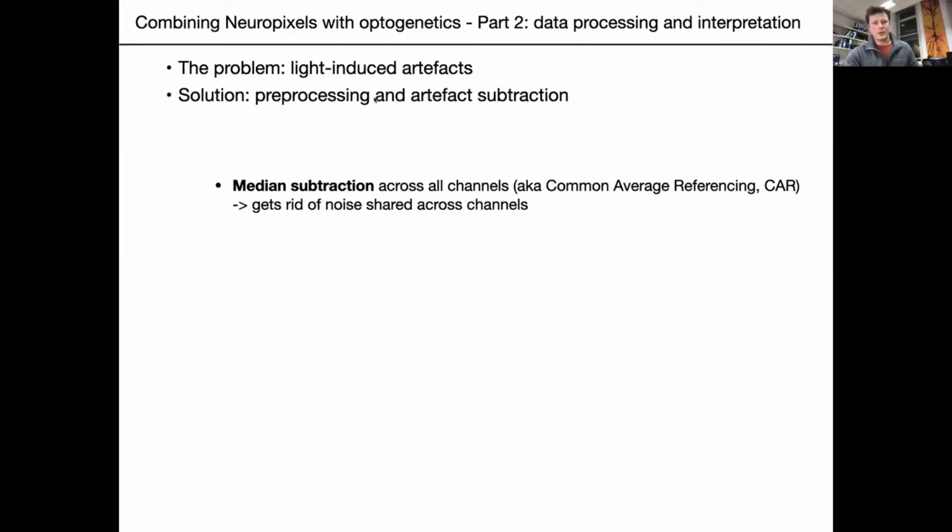And the solution is to pre-process your data and to do artifact subtraction. So you can do median subtraction across channels first, because if something is present across 3 millimeters of brain tissue, it's probably not a neuron. You can assume that. So you can just subtract the median across all your channels.